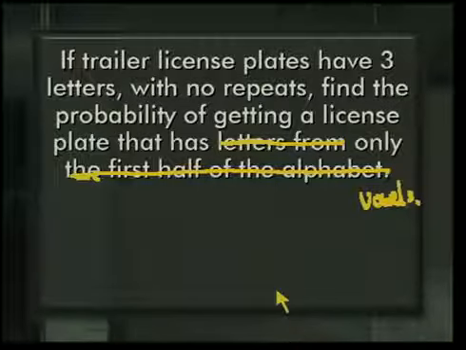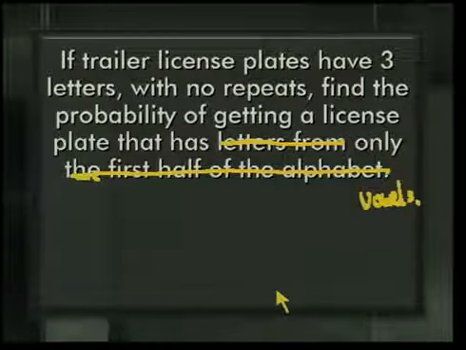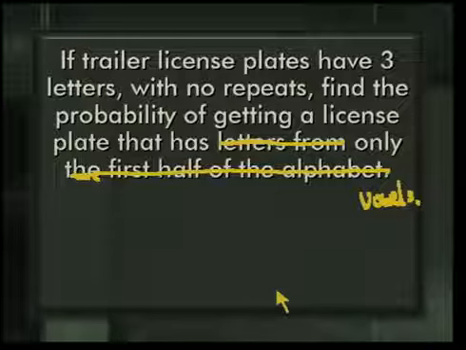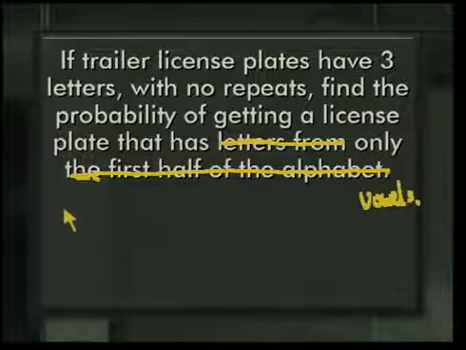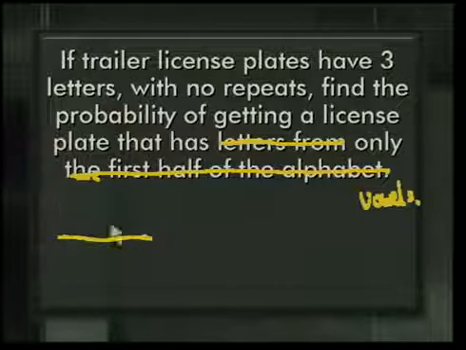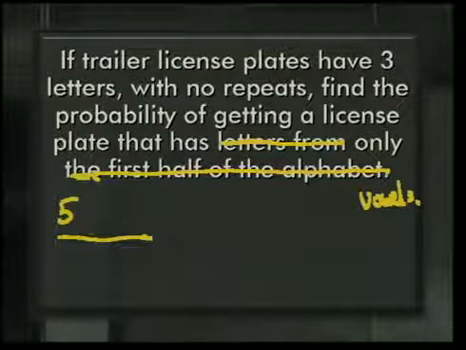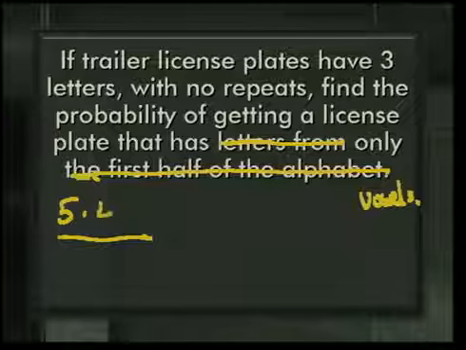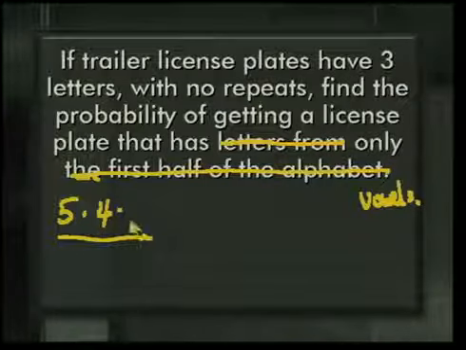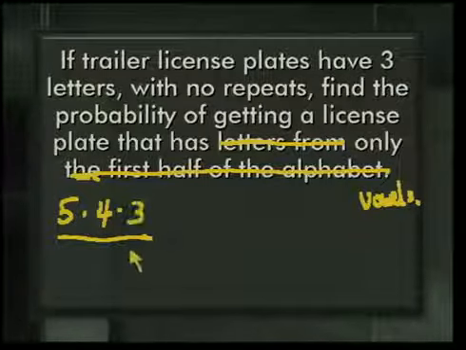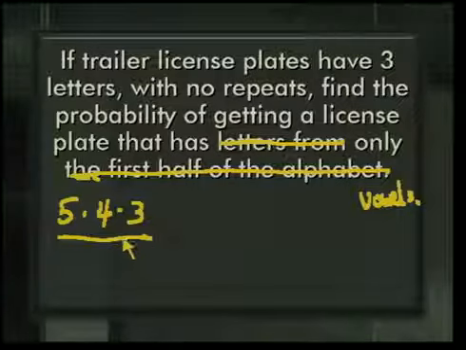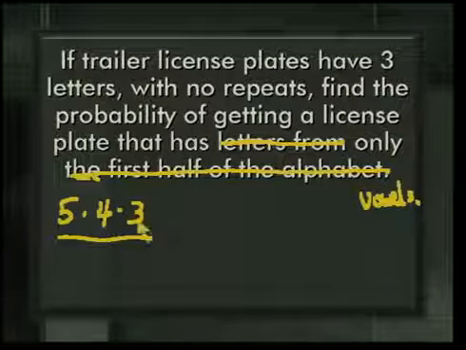How many do only vowels? Well, I would have, how many vowels are there? A, E, I, O, U. 5. So for my success, there were 5 to choose for the first letter. There's 4 to choose for the second letter. There's 3 to choose for the third letter. There's 5 vowels, there's 4 left, there's 3 left.